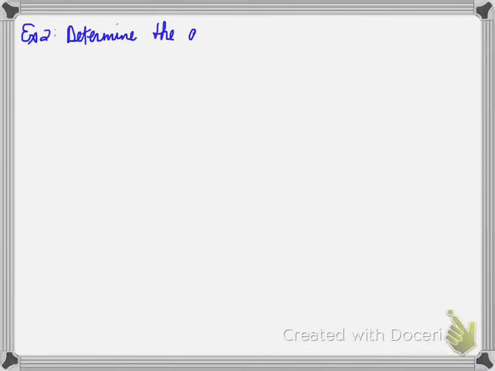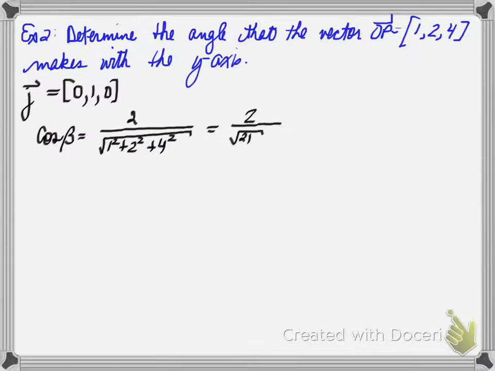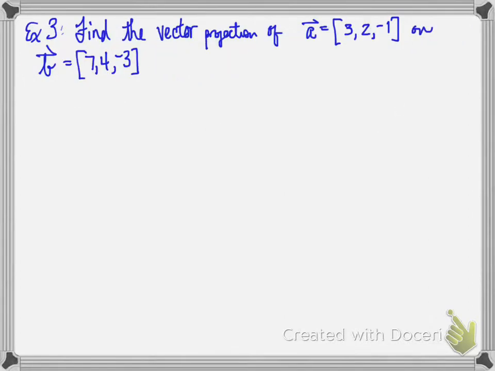Example number 2. Determine the angle that the vector OP 1, 2, and 4 makes with the y-axis. So, in order to make with the y-axis, we look at the unit vector j, so that it's 0, 1, 0 in 3 space. Cosine of beta, because again, it's the angle that makes with the y-axis. Cosine of beta is equal to 2 over the magnitude of vector OP, which equals 2 over root 21. And beta equals some value, and you can do that using the cos inverse of 2 over root 21, which is 60-something degrees.